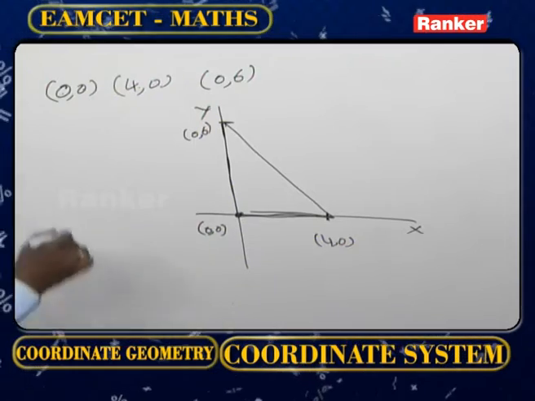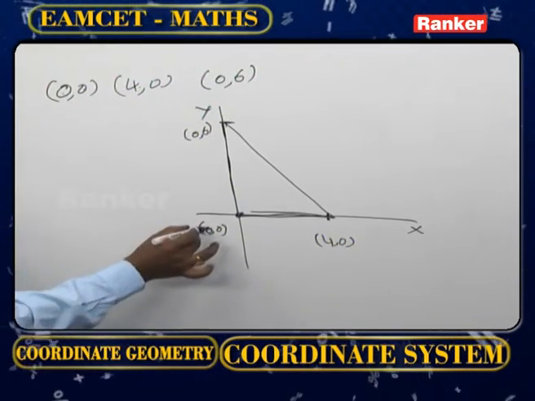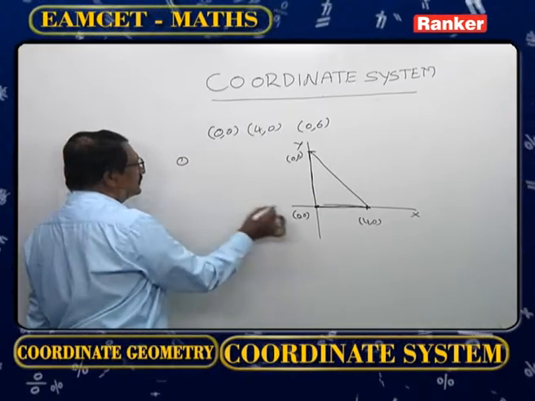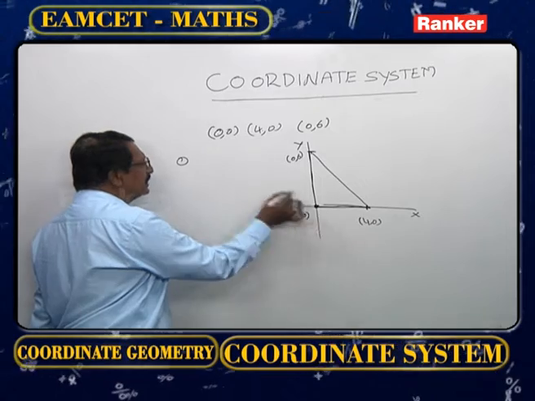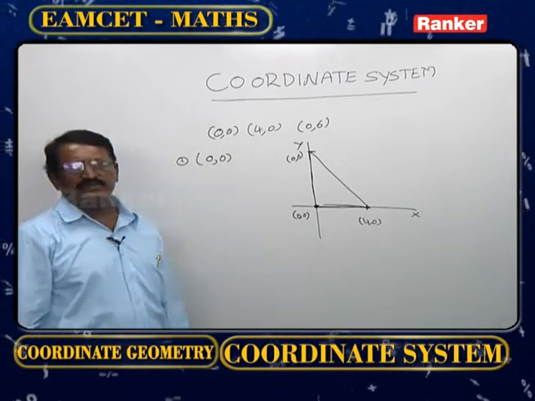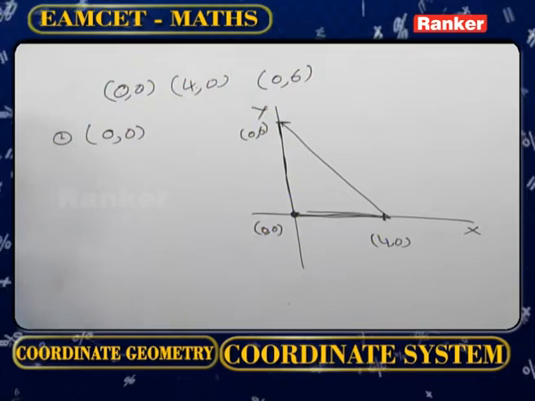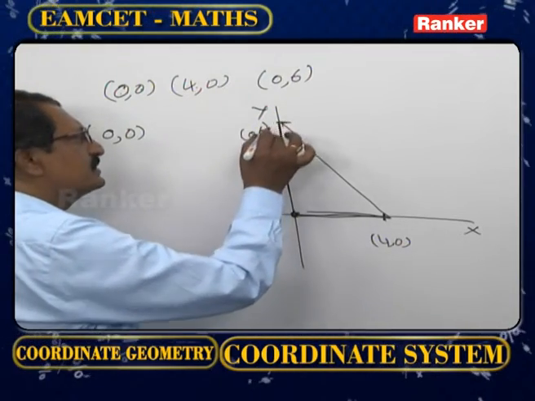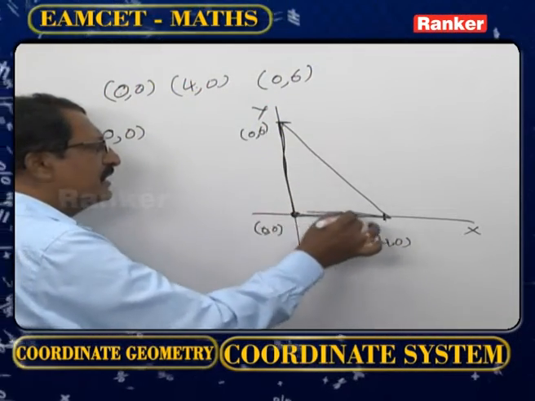Therefore the orthocenter is nothing but the right angled vertex, or 0, 0. Orthocenter is 0, 0. Now next, the given points form a right angle triangle.